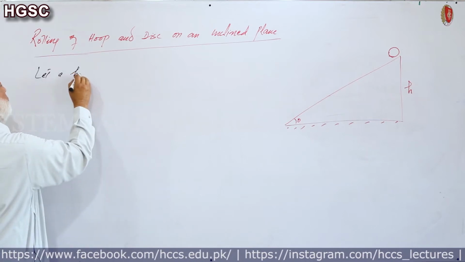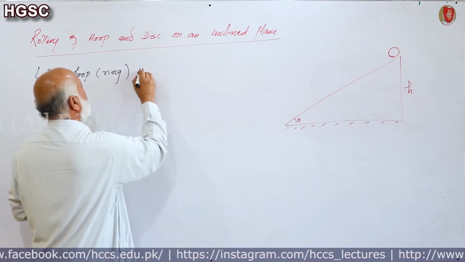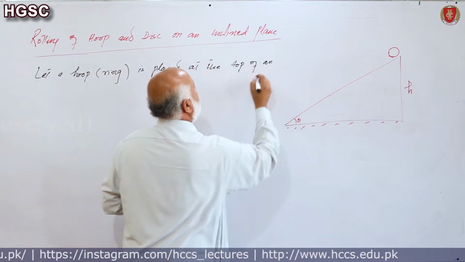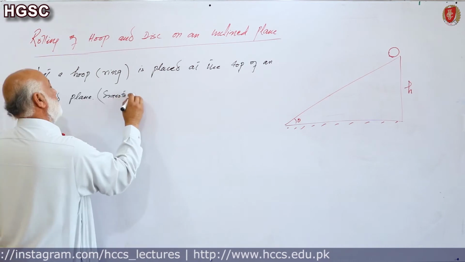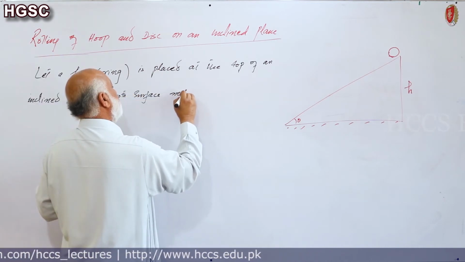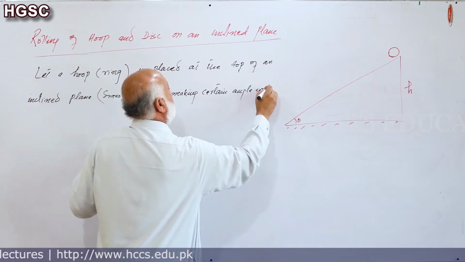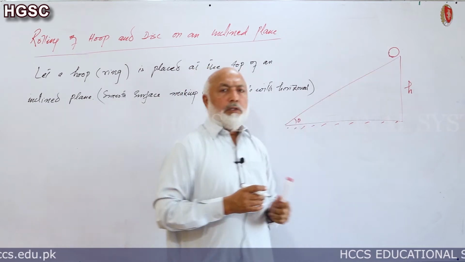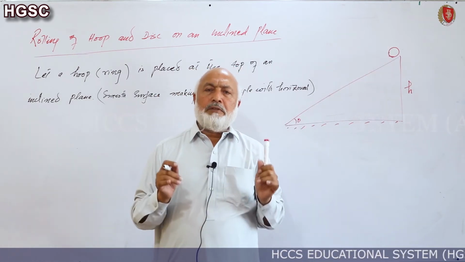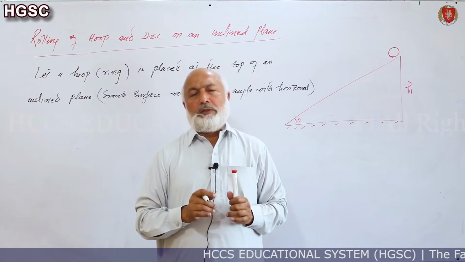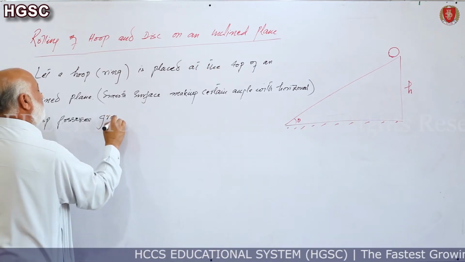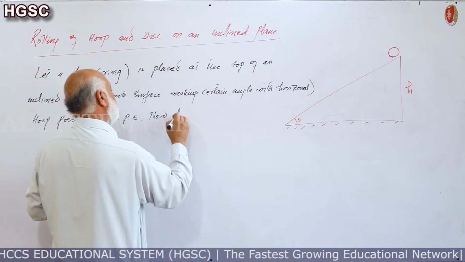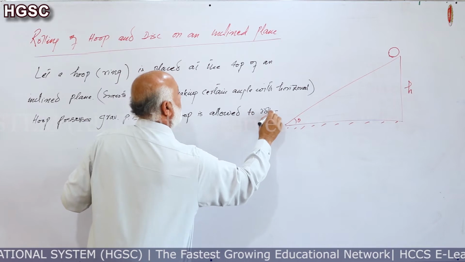Let a hoop ring be placed at the top of an inclined plane, a smooth surface making a certain angle with the horizontal. At the top of the inclined plane, this hoop possesses gravitational potential energy. Now, the hoop is allowed to roll down.